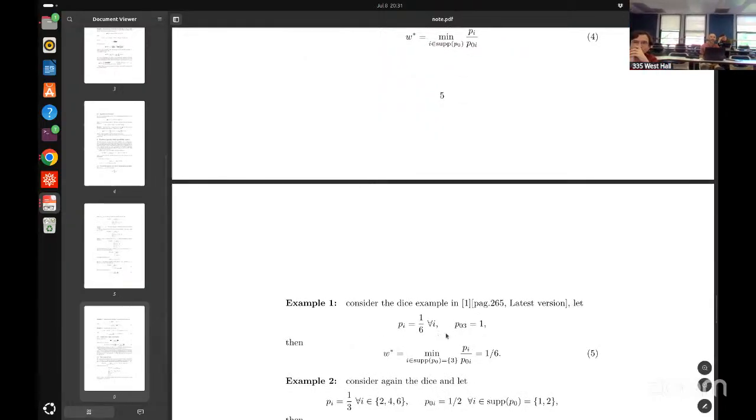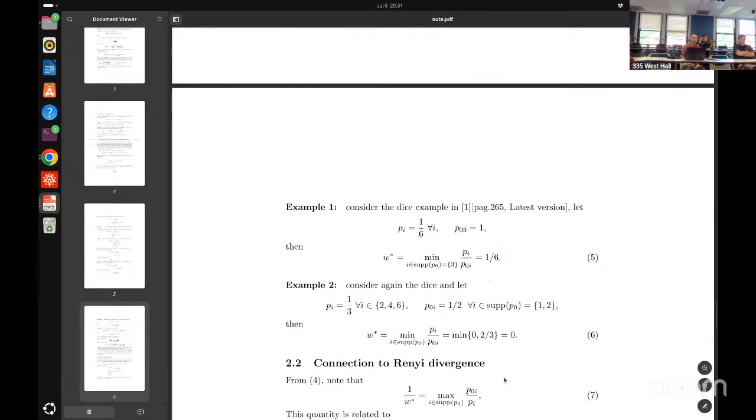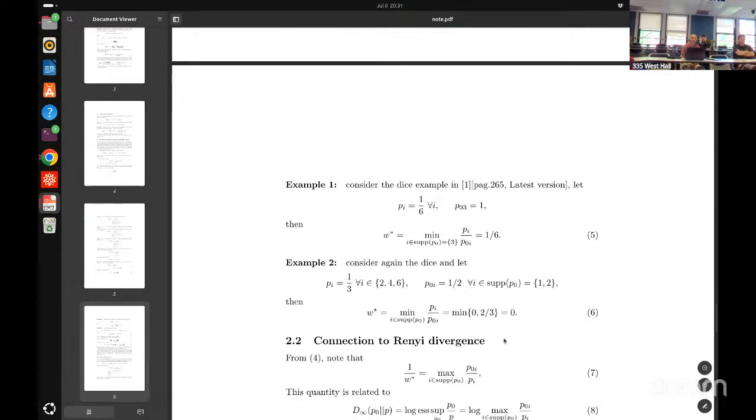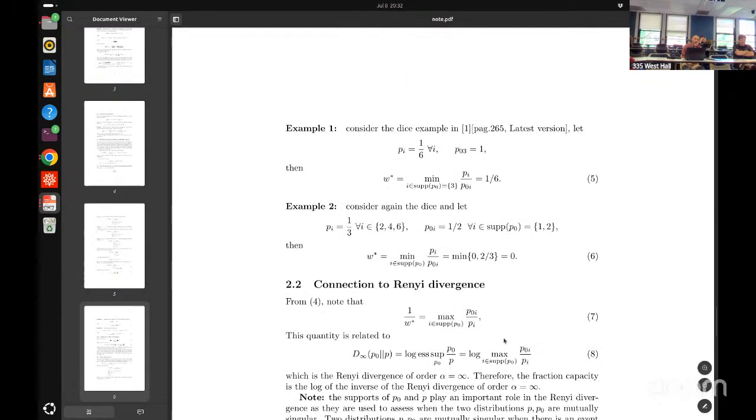These are the examples that you give. For instance, if pi is 1 divided by something, so it's the dice, and this is 1 on number 3, you get this, just to check. Okay, so this is the connection that we actually care about.